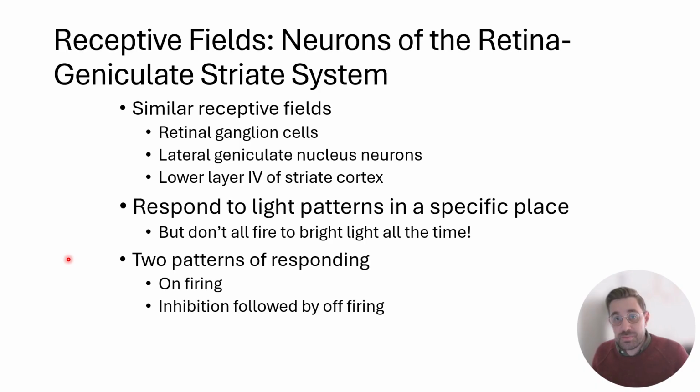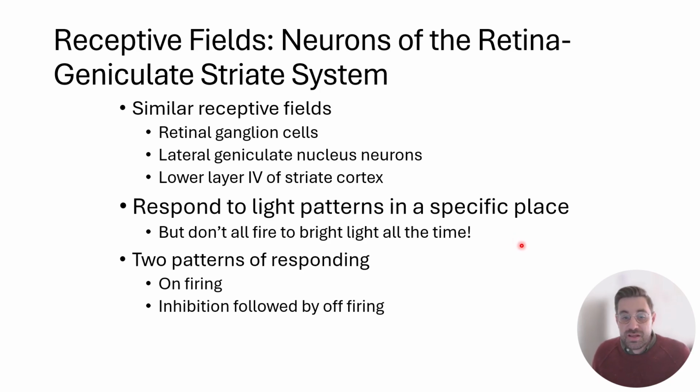We have these receptive fields that are attuned to space and direction throughout our retina-geniculate-striate system. So starting in the eyes, to the geniculate nucleus of the thalamus, and then to the striate cortex of your occipital lobe, we've got similar receptive fields along the way. As I mentioned, they respond to light patterns in specific places.